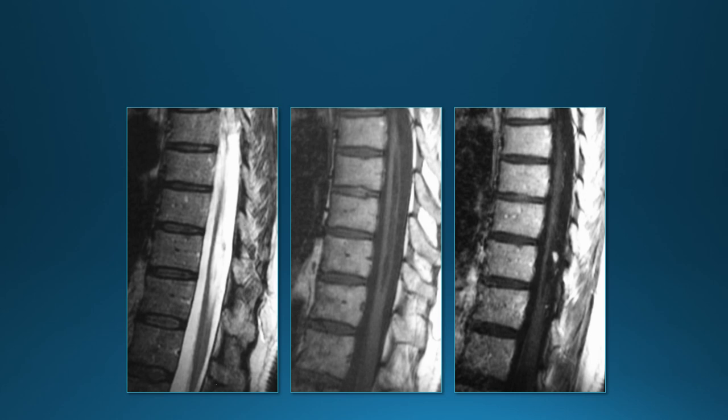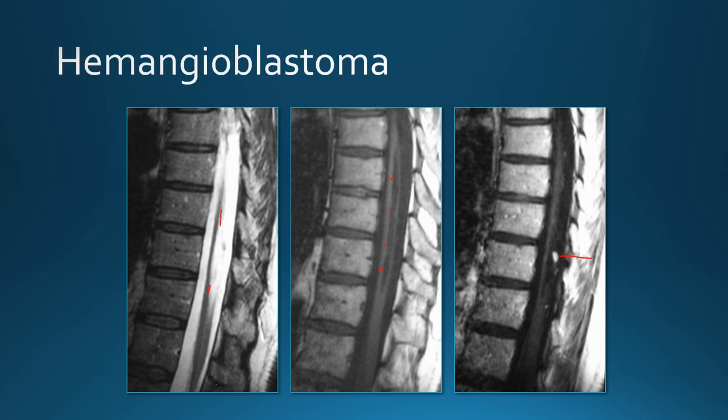This patient has a lesion in the spinal cord, very T2 bright here. On T1, there's a very elongated area of T1 low signal, probably a syrinx here. And then post-contrast, we see a small enhancing nodule in the surface of the cord. This is a typical appearance of a hemangioblastoma.